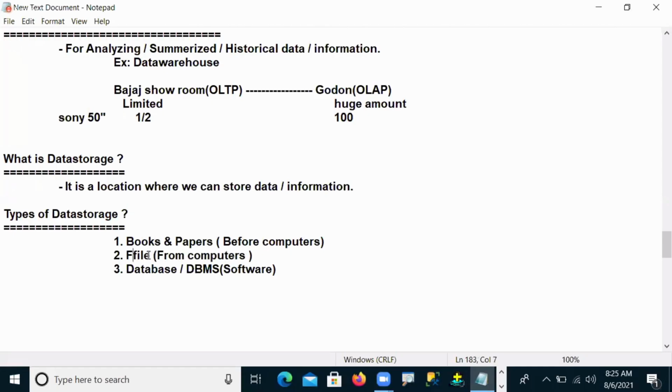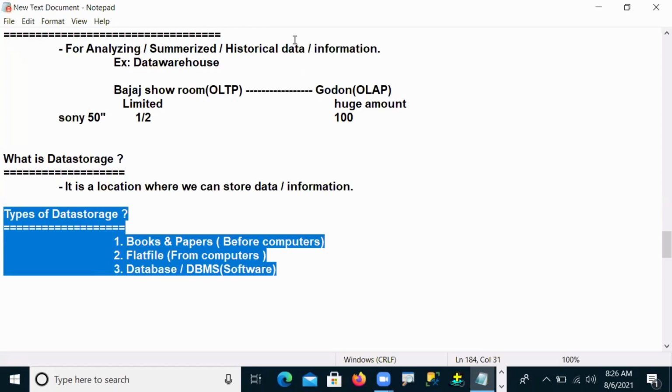First, books and papers. Before computers, there were no computers in the world, so people managed data using papers and books. When computers were introduced, many companies used flat files. We will discuss what flat files are. After computers, they introduced database software, which is called DBMS. So these are the three types of data storages available in the market.